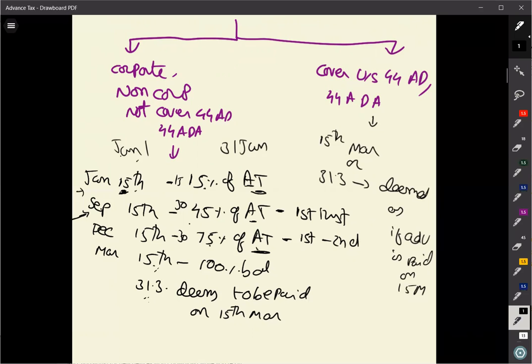So going forward, we'll try to understand sections 234A, 234B, 234C, thereby covering the interest part. We will also discuss interest on non-payment of TDS and interest on non-filing of your income tax return. All this interest we will discuss in the subsequent class.